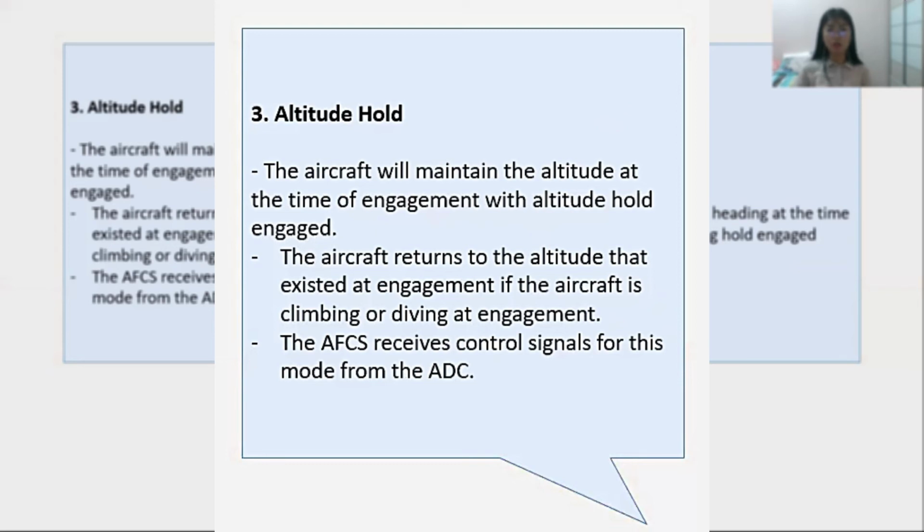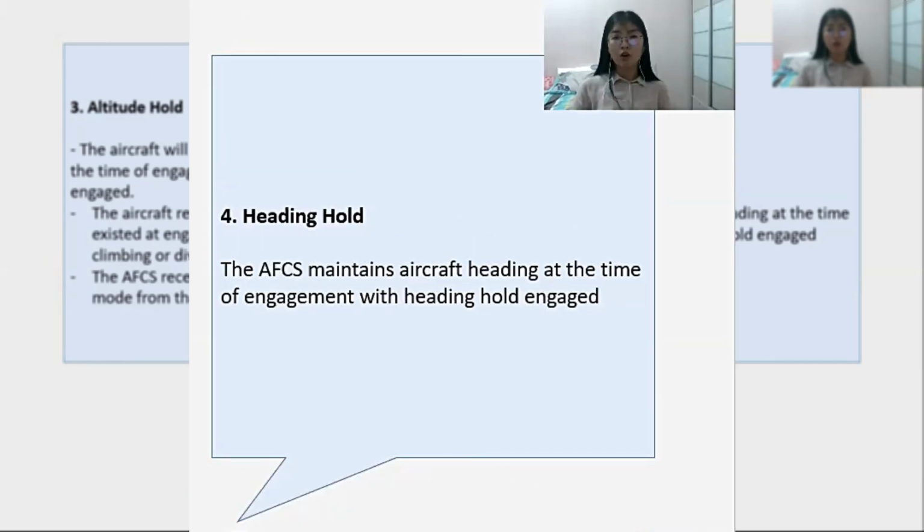The aircraft returns to the altitude that exists at engagement if the aircraft is climbing or diving at engagement. The AFCS receives control signal for this mode from the ADC. Fourth, heading hold. The AFCS maintains the aircraft heading at the time of engagement with heading hold engaged.